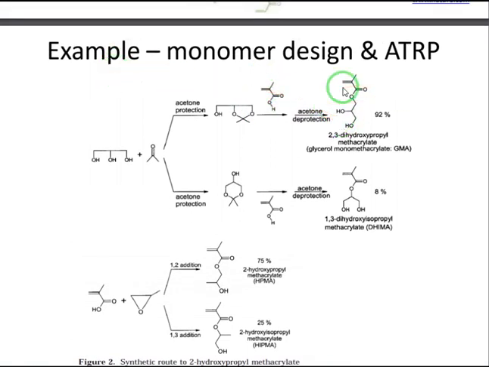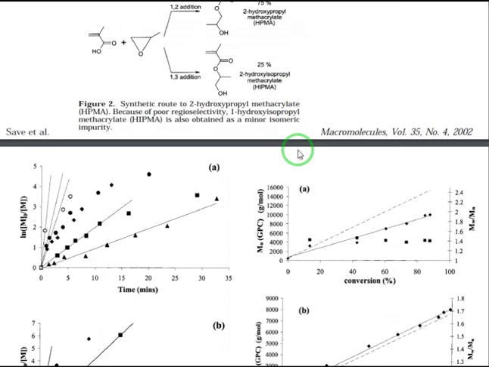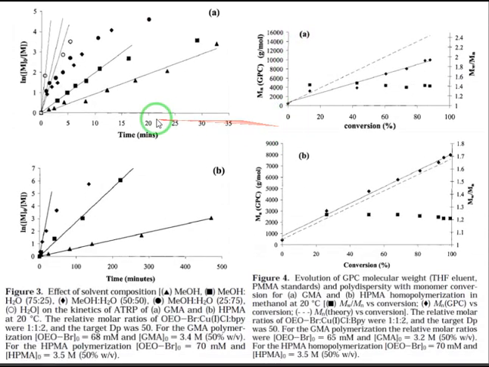You see the synthesis of the glycerol monomethacrylate and also the hydroxypropyl methacrylate. These two are among the most useful and most common polymers which are used in the field of nanomedicine. But here is the more important slide.